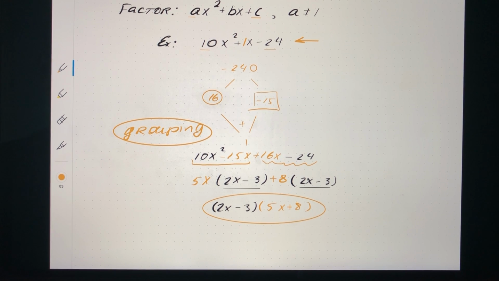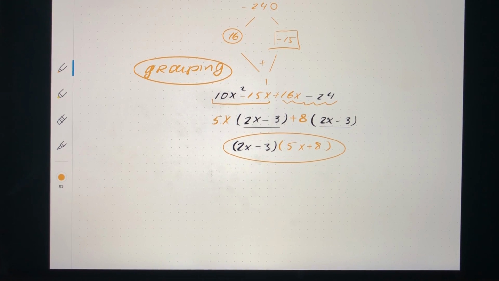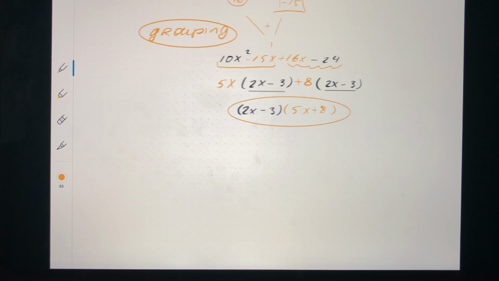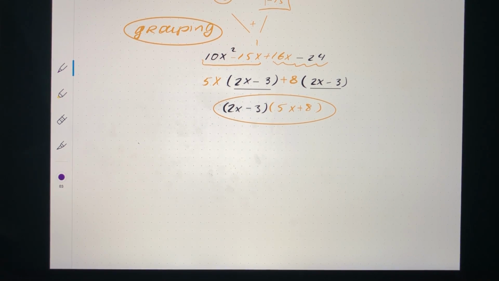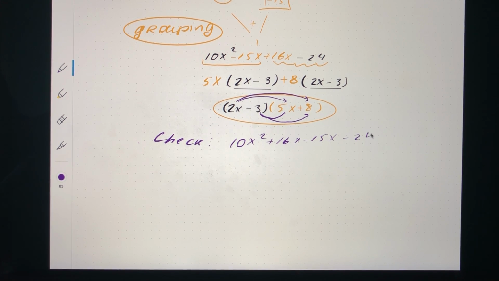Now we can check our work if we wanted to. It's not mandatory, but if we wanted to, we can check our work. So right now, just for practice, let us multiply these out and see if it actually works. So, check. 2x times 5x is 10x squared. 2x times 8 is 16x. Negative 3 times 5x is negative 15x. Negative 3 times 8 is negative 24.